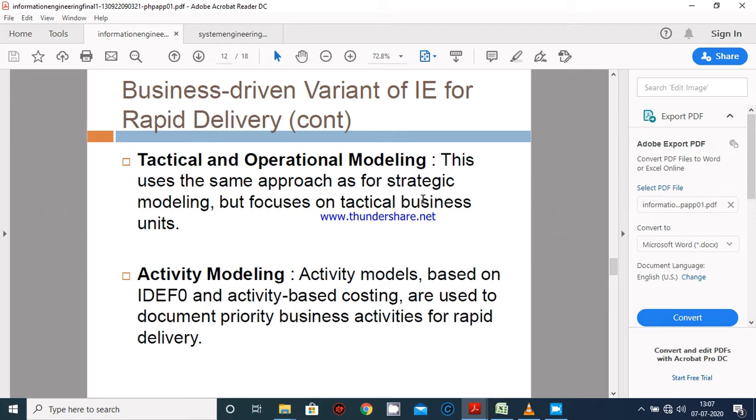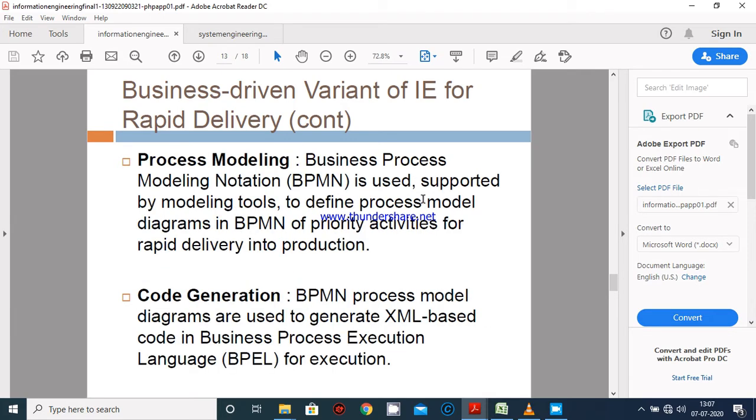Next one is activity modeling. Activity modeling based on IDEF0 and activity-based costing are used to document priority business activities for rapid delivery. Process modeling, that is BPMN, business process modeling notation, is used here, supported by modeling tools to define process model diagrams in BPMN for priority activities for rapid delivery into production.